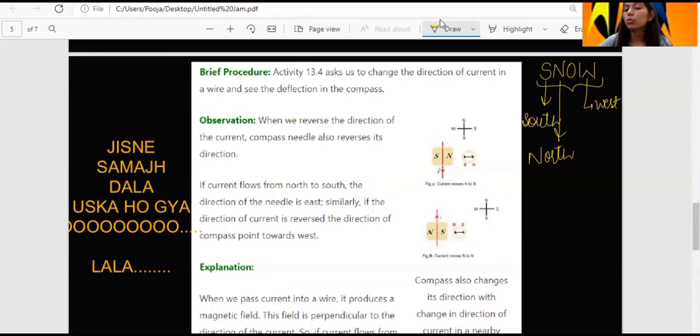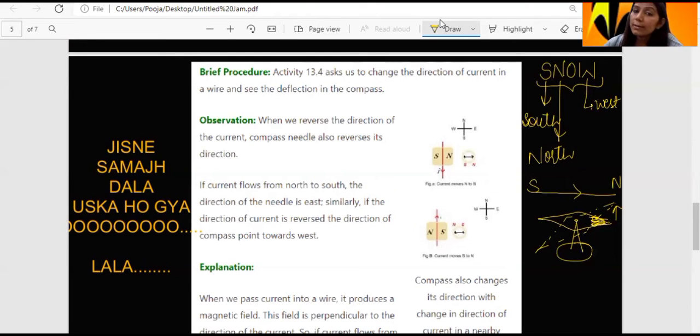So what he has told is that whenever the current is passing from south to north, the compass needle, this is the compass needle, this is the north pole of this compass needle, is always directed towards the west side. So this is the SNOW rule, which was given by Oersted.